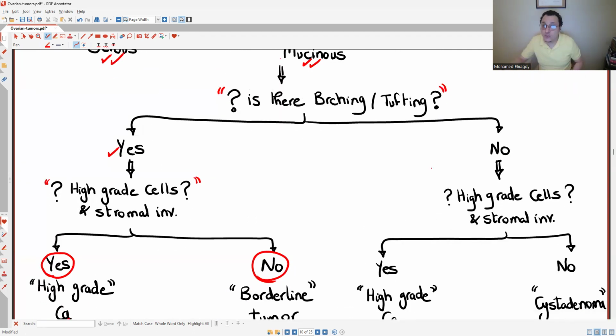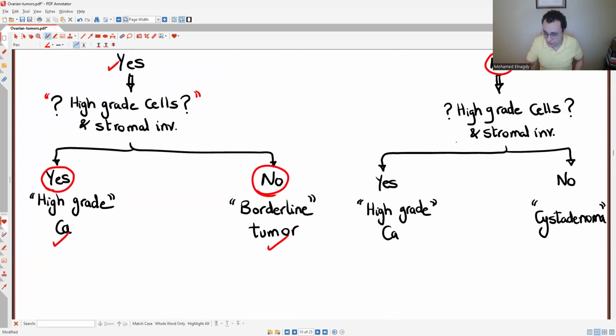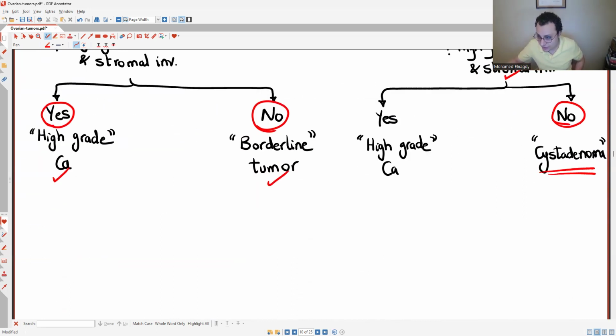But if there is no branching or tufting, usually you won't see any high-grade cells or any stromal invasion. And it would usually be a cystadenoma: serous cystadenoma, mucinous cystadenoma, or seromucinous cystadenoma, depending on what lining you see, or what kind of cells you see.